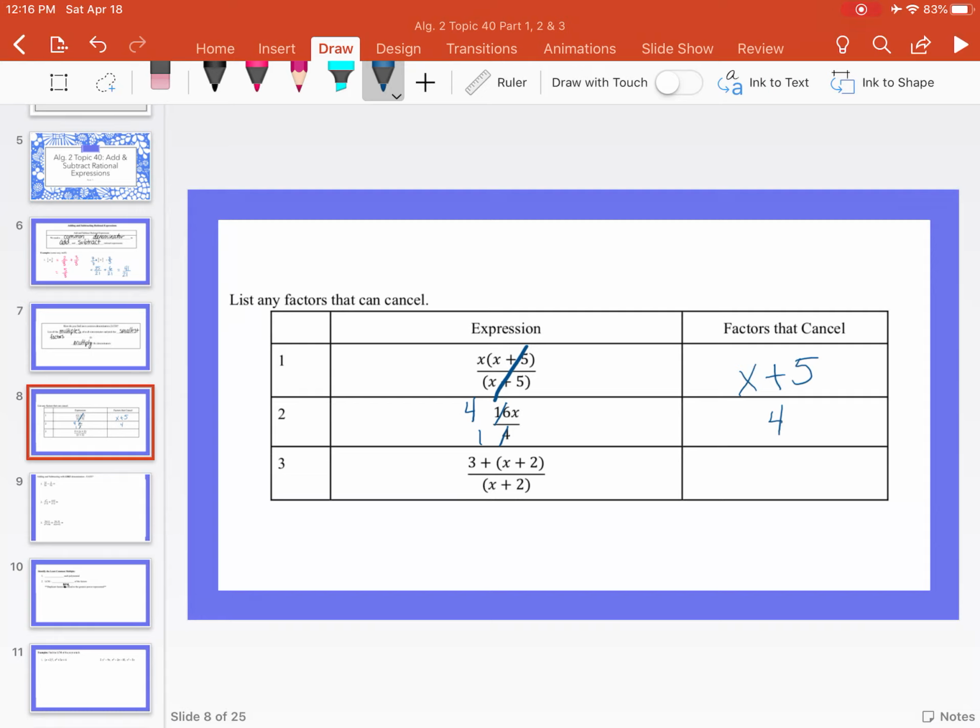Looking at example number 3, we have 3 plus x plus 2 all over x plus 2. Now at first glance, you might think, oh, well, I can just easily cancel out x plus 2. Not so fast. Because x plus 2 is not in each individual term in the numerator, we can't cancel it. We cannot factor it out and cancel it. It's only in one of the terms in the numerator. So here we have no factors that cancel.